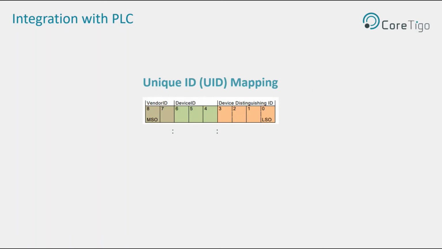Note that the UID is constructed of 8 bytes, while bytes 7 and 8 indicate the vendor ID, 4 to 6 the device ID, and 0 to 3 the device distinguishing ID. In our case, 03F3 represents Core Tigo, 000001 represents the Tigo bridge, and 49EF45CF is the device distinguishing ID.